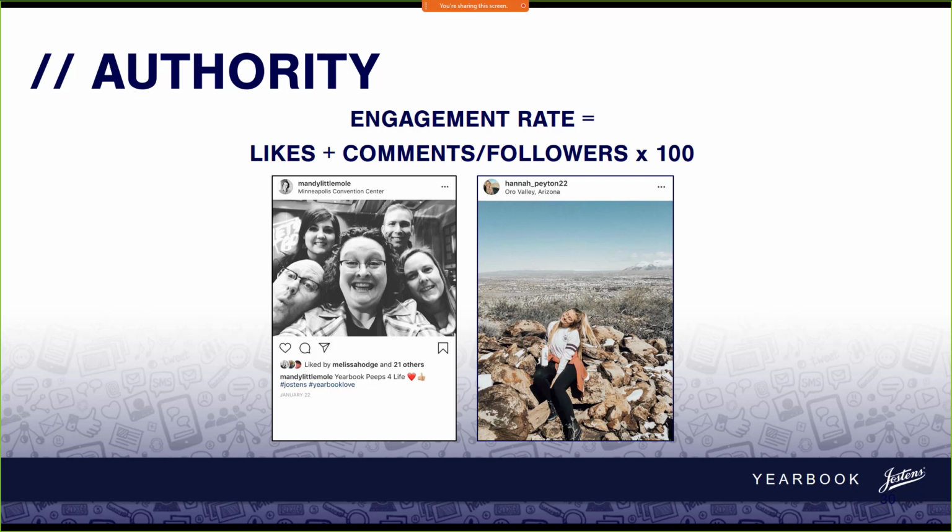So a great metric, like I mentioned, to use is engagement rate, which is the total number of likes and comments one gets on a particular post divided by the number of followers they have, and then times that by 100 to get your percentage point. So you're going to want to remember this equation as it'll come up a little bit later. So let's look at a few examples.